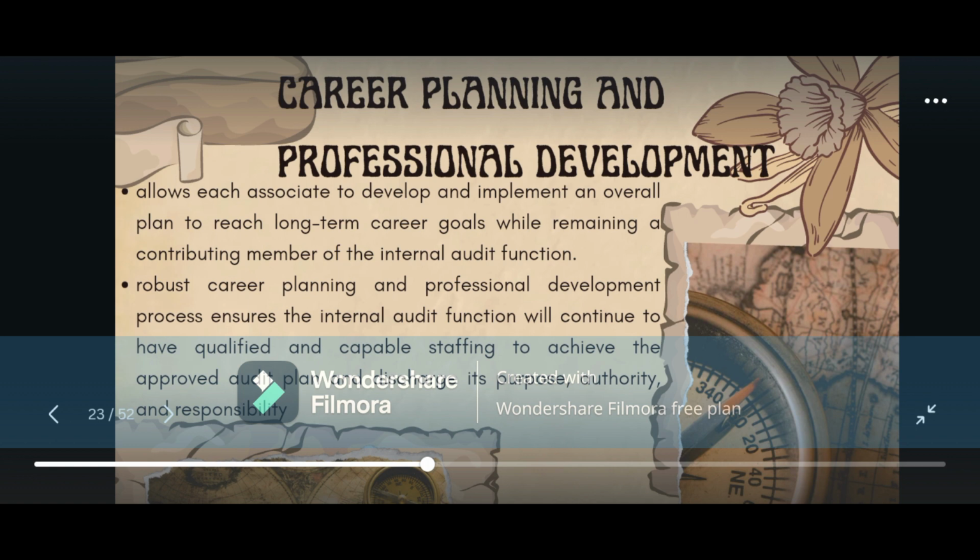So in addition to the training and mentoring required to meet proficiency and due professional care standards, a good internal audit function will have a process in place for career development and succession planning. A robust career planning and professional development process ensures the internal audit function will continue to have qualified and capable staffing to achieve the approved audit plan and discharge its purpose, authority, and responsibility.